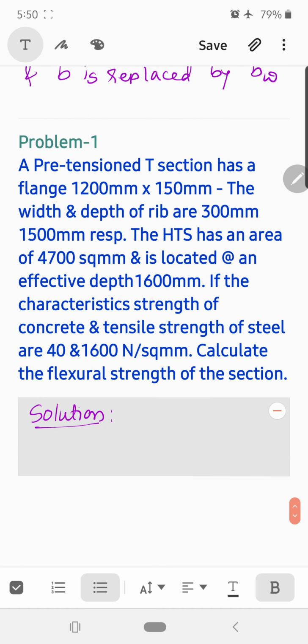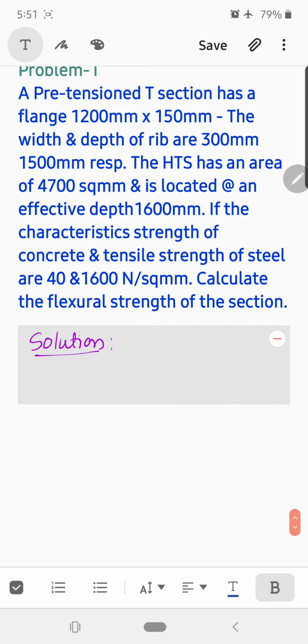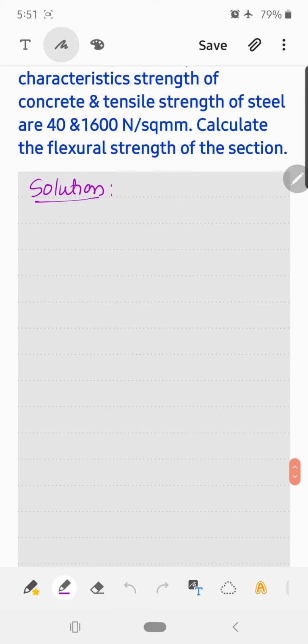Now considering a first problem here. The problem is we have a T section whose flange size is 1200 by 150. The width and the depth of the rib is given as 300 and 1500. Area of HTS wire is given, which is located at effective depth, so directly the effective depth is mentioned here. The characteristic strengths of concrete and steel are mentioned. Now you should determine the flexure strength of the section. We don't know whether the neutral axis lies within the flange or the web. So first of all, draw the section.